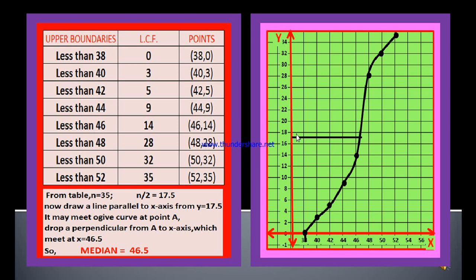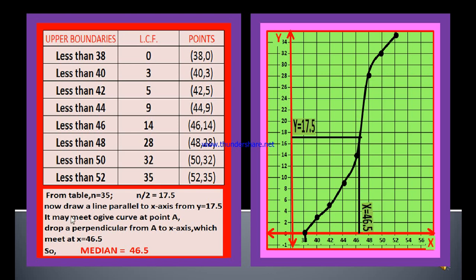From this point, you draw a line parallel to the x-axis. It may cut the ogive curve at a particular point. At this point, y is equal to 17.5. Next, from this point, let us drop a perpendicular onto the x-axis. This perpendicular meets the x-axis at 46.5. Therefore, the median of the data is 46.5.